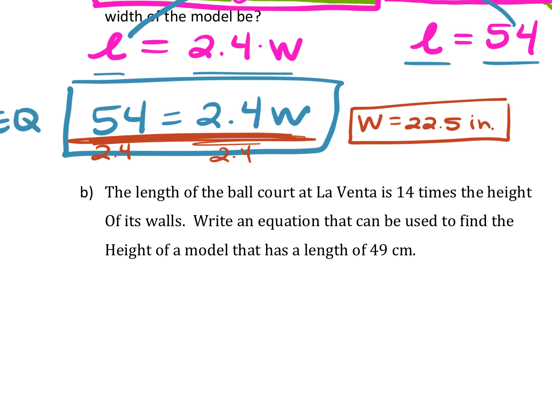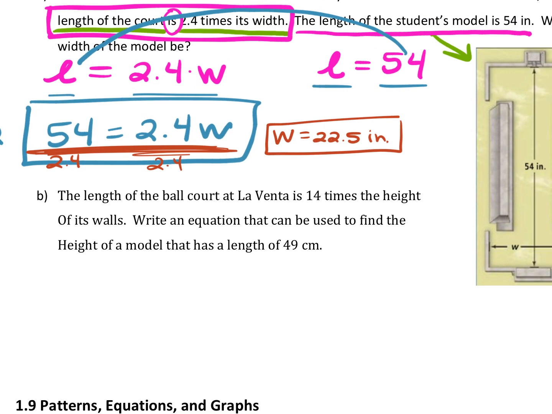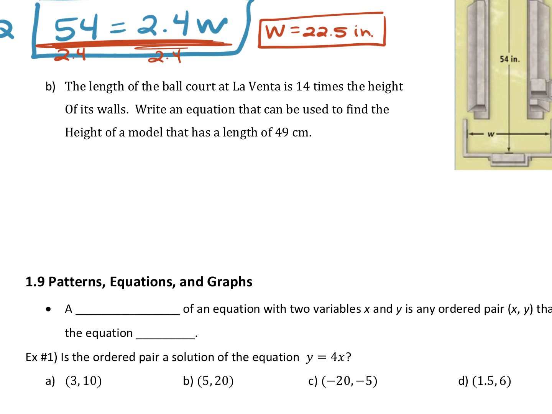Then if you don't know how to do inverse operations, what could you do to find W? Say you were like, I don't know how to solve that. Have you guessed and checked before? 2.5 times 20, 2.5 times 25. If you just plugged numbers in until you got to 54, you'd eventually get there. It's not the easiest, it's not the best, but it is an option. Okay, the second one then.